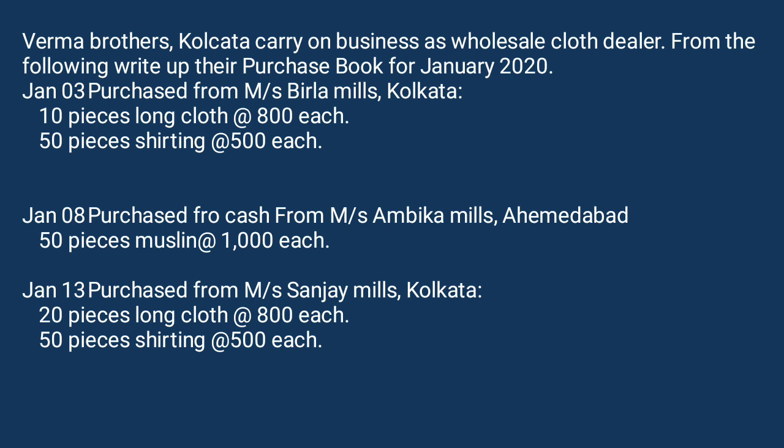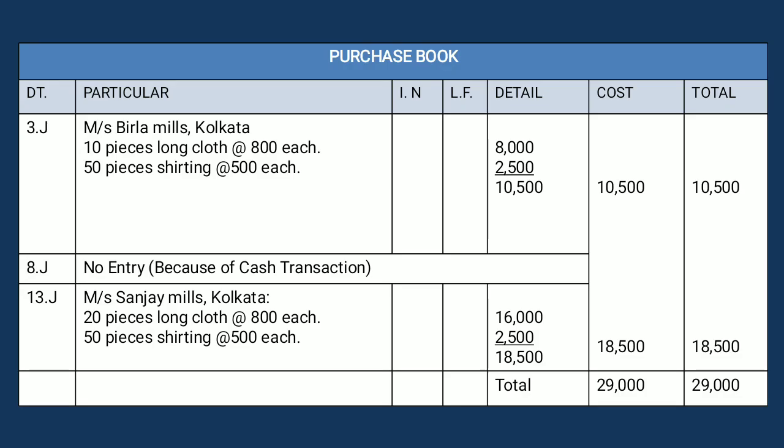After reading the first transaction, January 3rd, we can see it's a simple buying of goods, totally on credit. On January 8 we purchased for cash from Messrs Ambika Mills, Ahmedabad. Here we can see it's a cash transaction, so we are not going to record it in the purchase book. Then on January 13 we purchased from Messrs Sanjay Mills, Kolkata, and again this is a credit transaction, so we will record it. So let's prepare our purchase book.